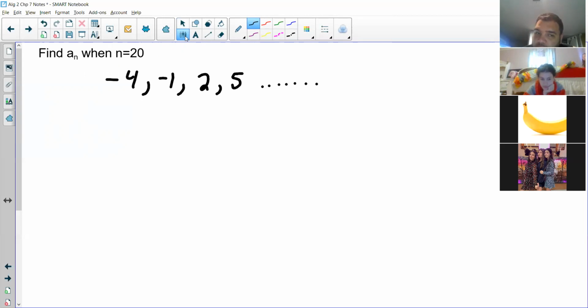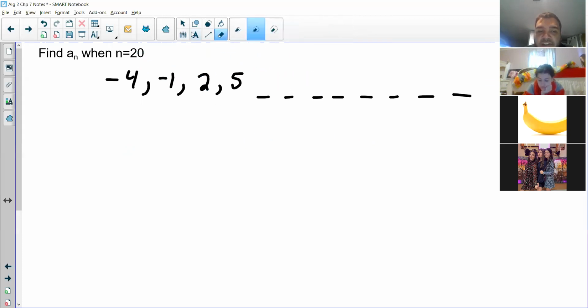So for this one, when I say n is 20, what I'm actually asking is, please tell me what is the 20th number in this pattern. Now, technically, you could just keep adding and adding, but we want to use our equation to our advantage. We also want to guarantee, because if you add 20 times, there's a chance you mess up once.